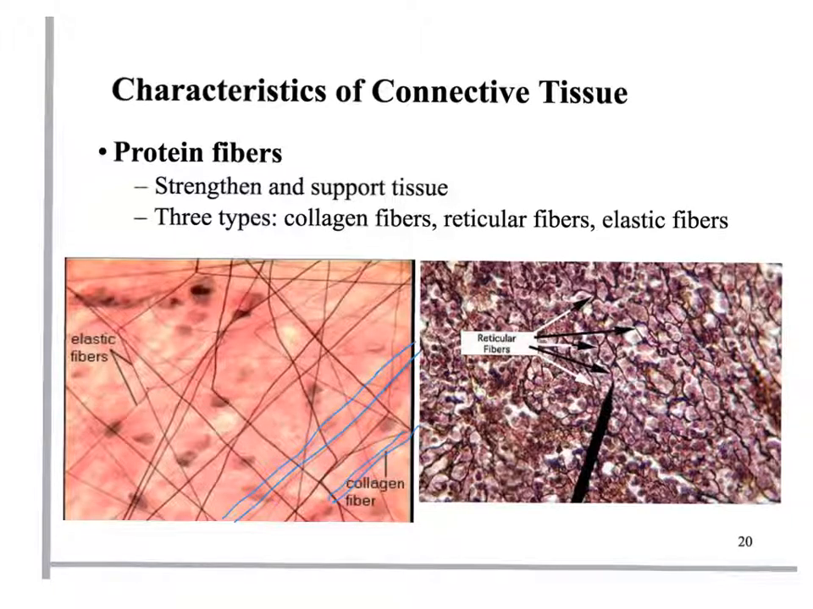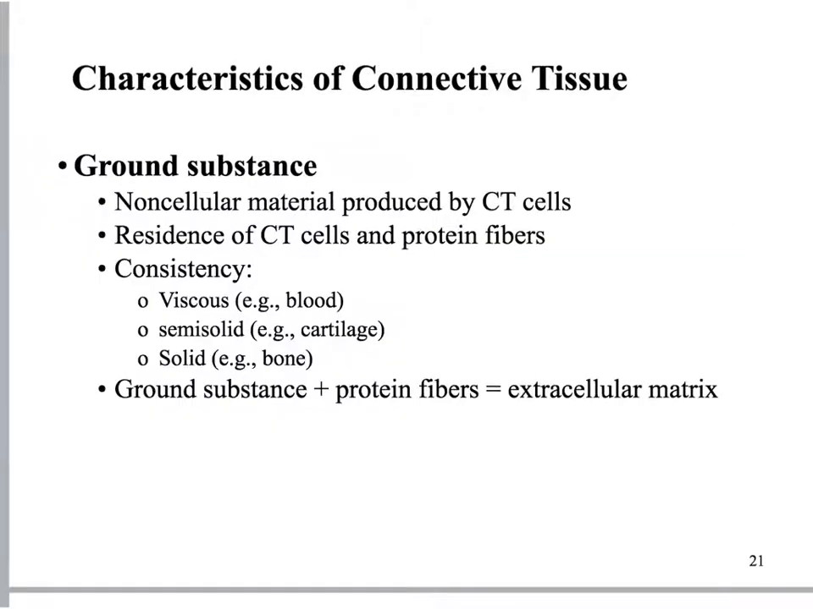All right, so we have elastic fibers and collagen fibers, and then we have these net-looking ones, which are reticular fibers. They extend out and they have this netting, they hold things in. All right, these are all lymphocytes that are flowing through a lymph node, and they're being caught by this reticular fiber net, and they get stuck there for a little bit so that they can do their job as an immune cell. Okay, so three types of protein fibers that strengthen and support tissue: collagen, reticular, and elastic.